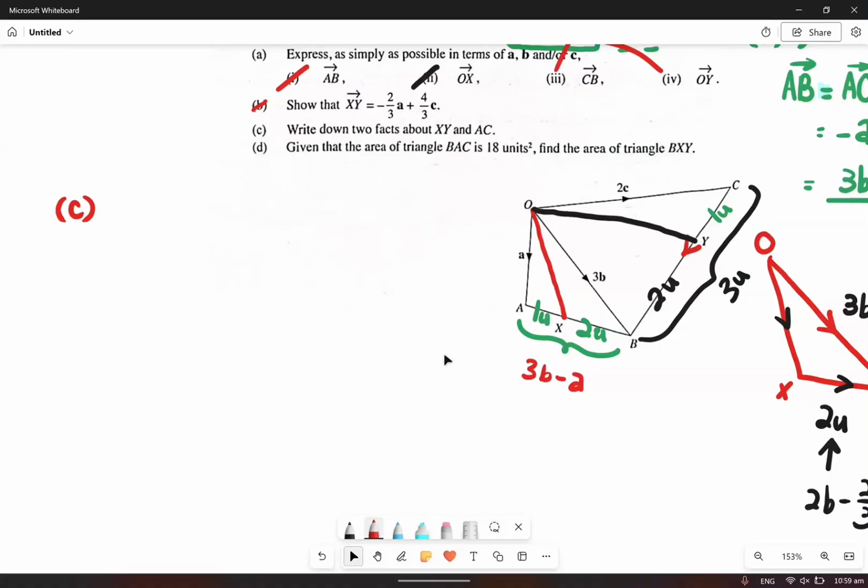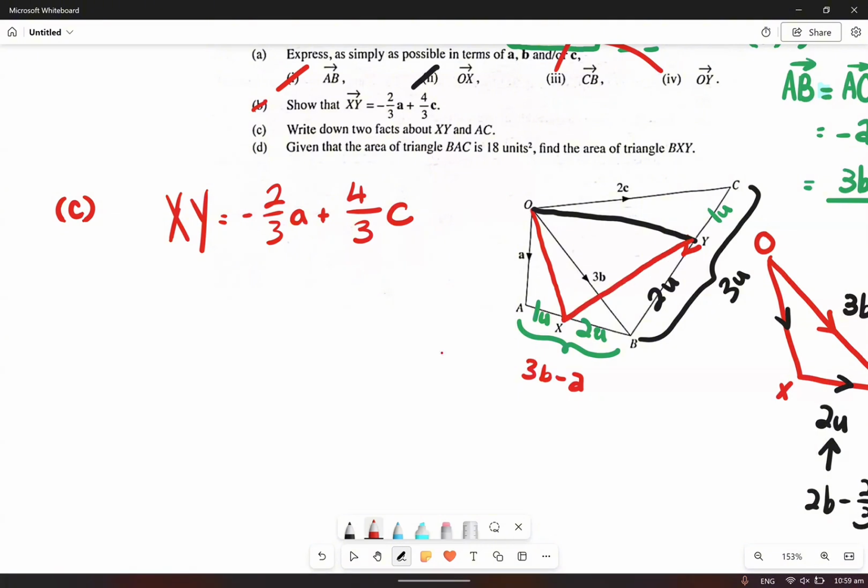Now, for part B itself, they want us to show that XY is equal to negative 2/3 A plus 4 over 3C. Am I making sense? Where is my XY? My XY is this one over here, right? I always want to connect first. Can understand or don't understand?